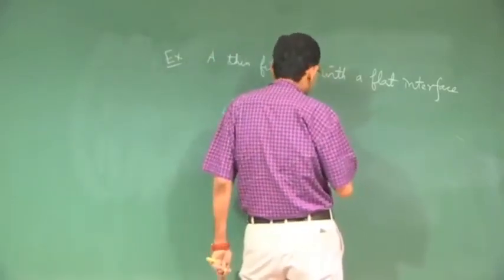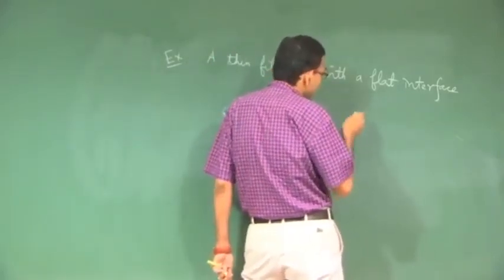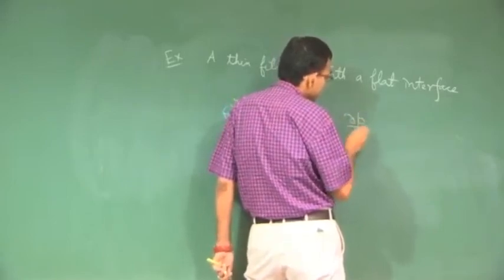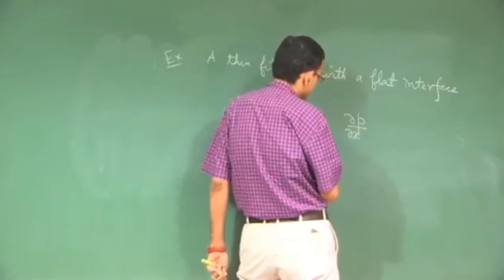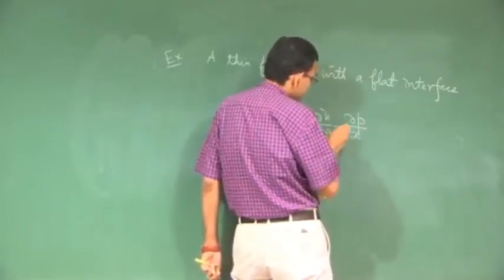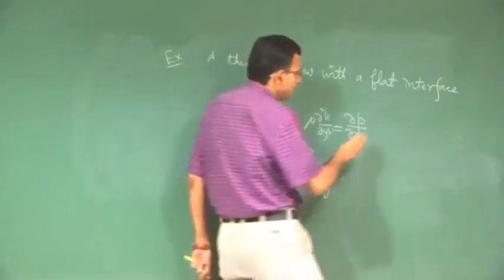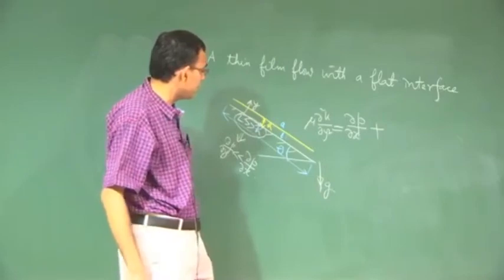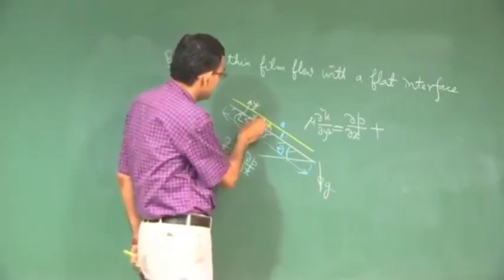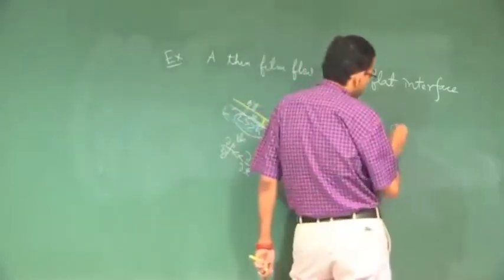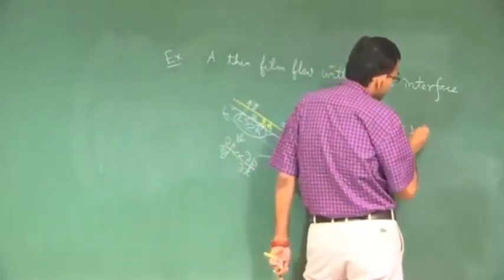So, just like the fully developed flow between two parallel plates, you can also write here, but there will be an additional body force component along the x direction. This is the x direction. So, body force component is rho g sin theta.